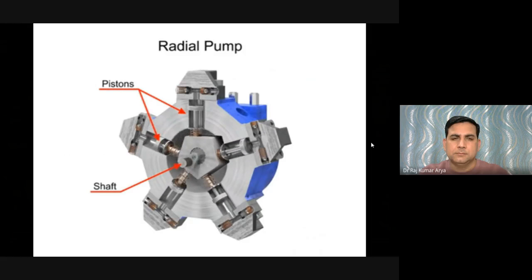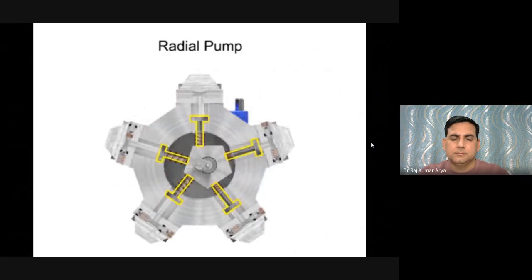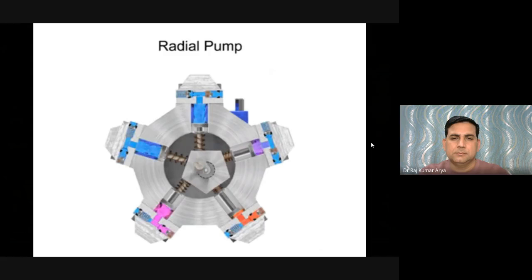The pistons are arranged like wheel spokes around a cylinder block with an eccentric central cam mounted on a drive shaft. As the shaft rotates, the cam moves towards the pistons, forcing them down into the cylinder block and discharging the fluid. As the cam moves away, springs help retract the piston and cause the intake stroke.